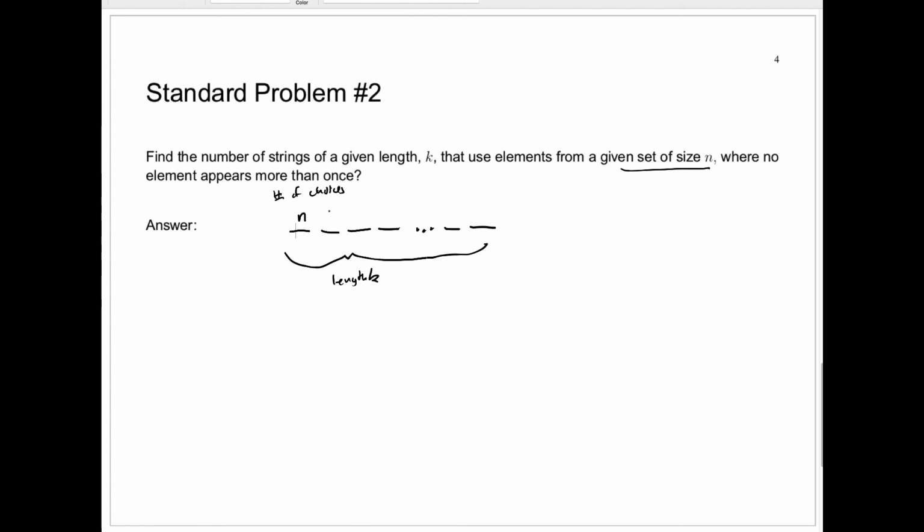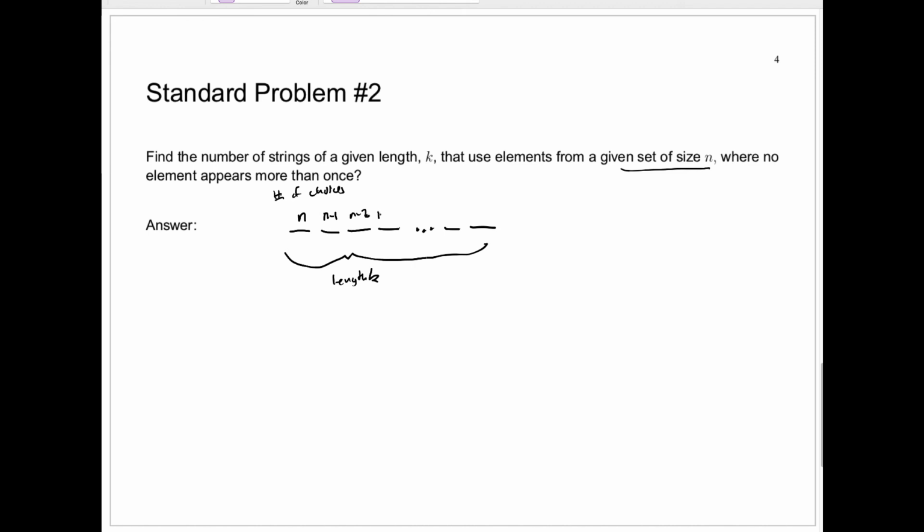How many choices do we have for the second position? We might think we can just use any element again, but we can't use the same element that we used in the first position, so there are really only n minus 1 choices for that second position. And remember, I'm just putting the number of choices here for each position. What about for the third position? Well, there are no repeated elements allowed, so we've already used 2 of the elements. There are only n minus 2 left, so we only have n minus 2 choices for that third position.